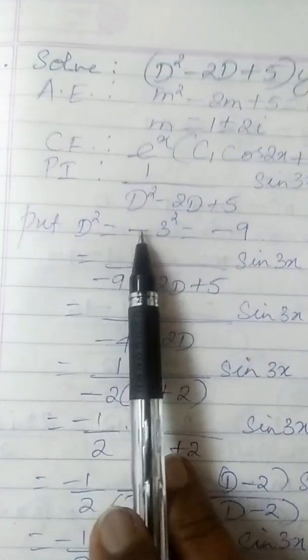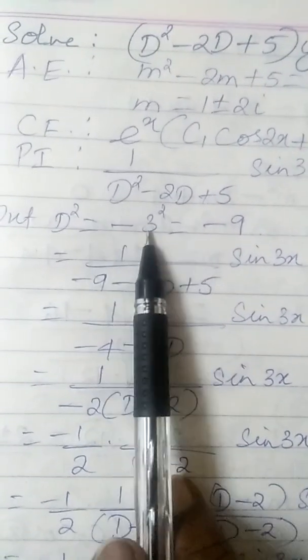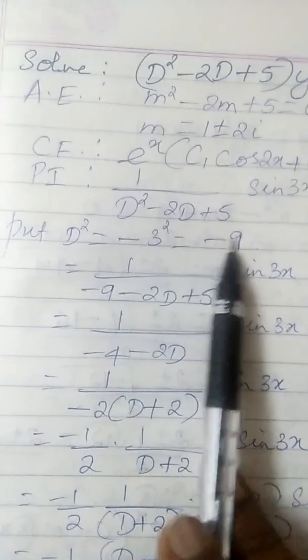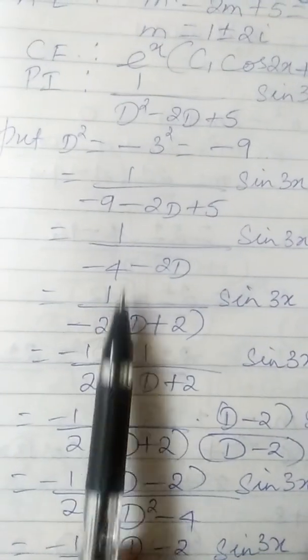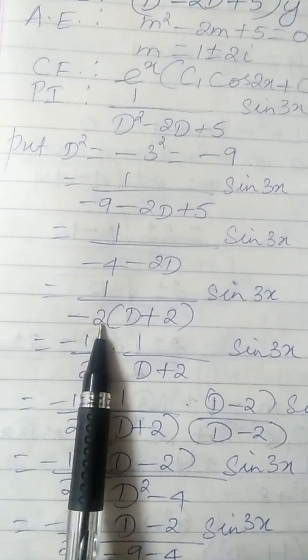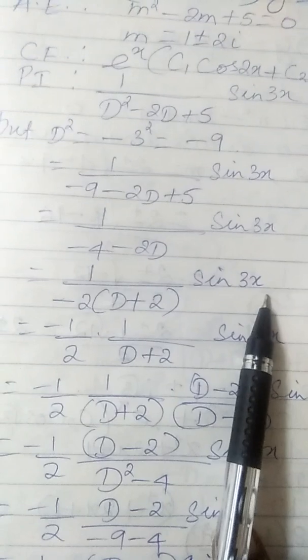So we should put D square equal to minus m square. Please note it is only minus m square, not minus m whole square. Okay, so we will get minus 3 square, so that is minus 9. So only for D square we have to substitute, and that will give us 1 by minus 4 minus 2D. So minus 2 is common, that will give 1 by minus 2 into D plus 2 sin 3x.